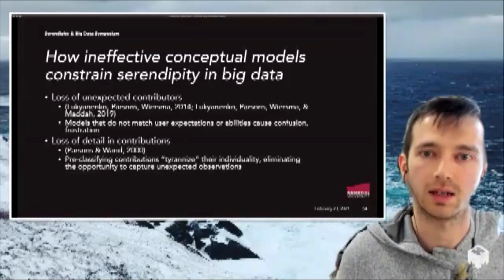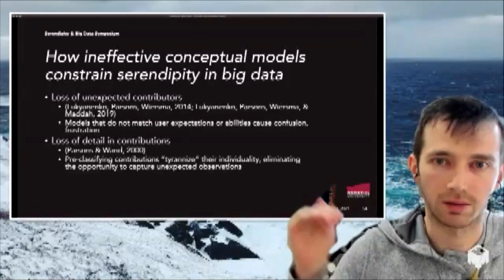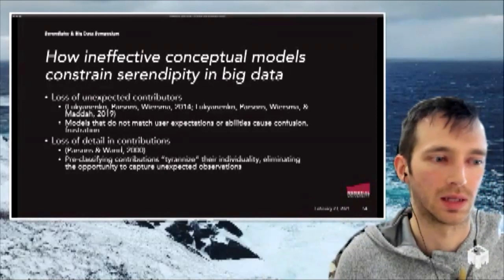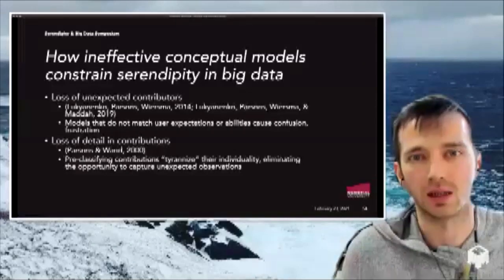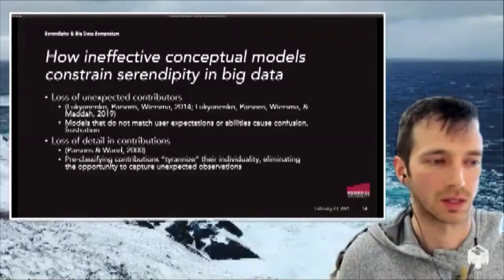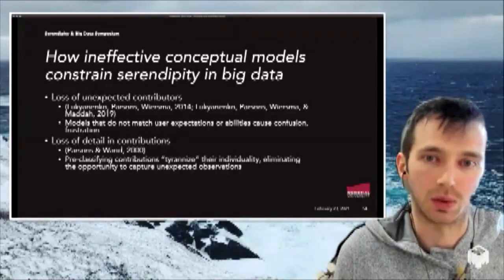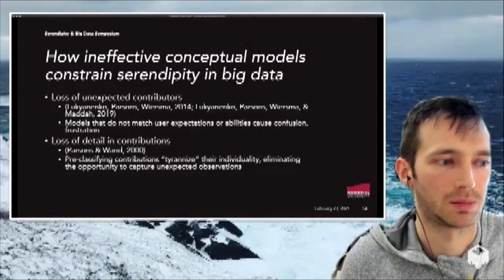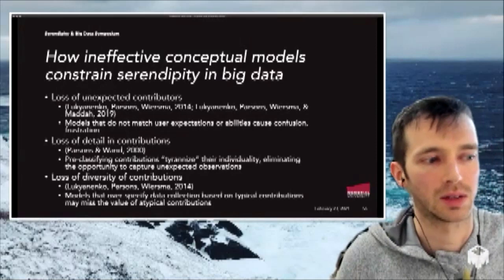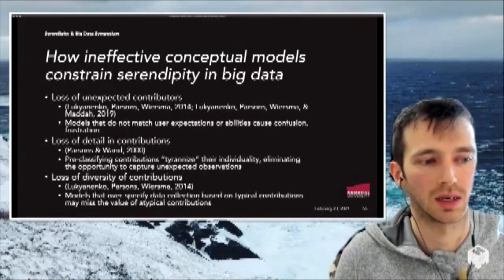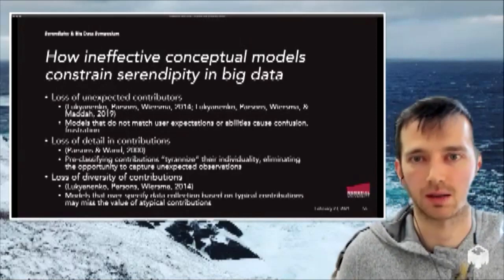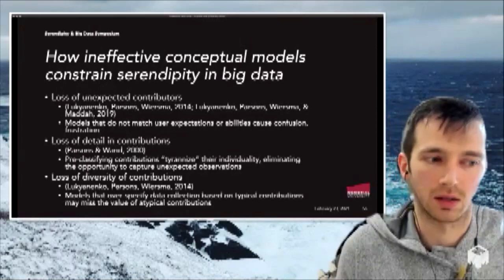The second is a loss of detail. Over classifying, only capturing higher level abstractions of whatever it is that people are submitting, tyrannizes their individuality. It loses those attributes that might be really important, but you don't know they're important until you see them and have that unexpected bit of insight. And then the third is a loss of diversity of contributions. If you don't include ways for people to contribute unexpected classes, those unexpected abstractions, then you're going to lose contributions in general.